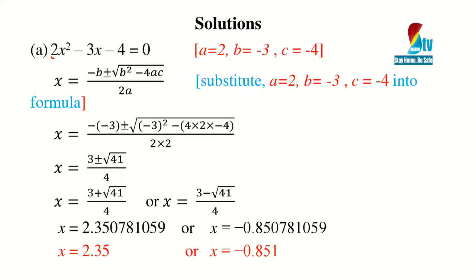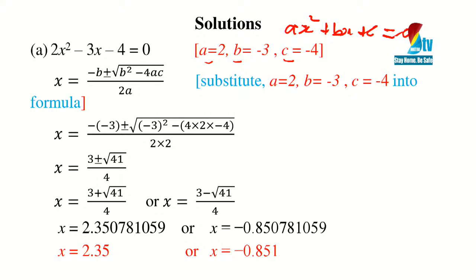Solve 2x squared minus 3x minus 4. So here the general form is ax squared plus bx plus c is equals to 0. So what we have to do is find the value of a, the value of b, and the value of c, and then substitute it in our formula.